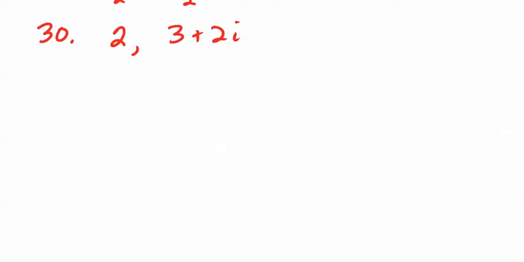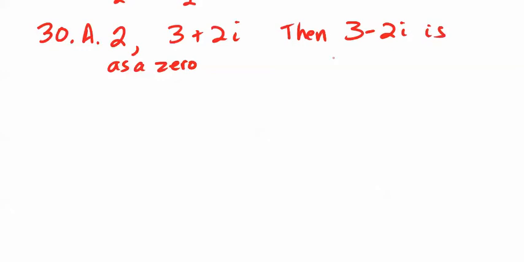So now we've just answered our first question in part A for number 30. If we know that some polynomial has 2, and this should say as a zero, not as a factor, there's one more typographical error. If 2 is one of its zeros, and 3 plus 2i is a zero, then we know that 3 minus 2i is also a zero. So the complex zeros always travel in conjugate pairs.